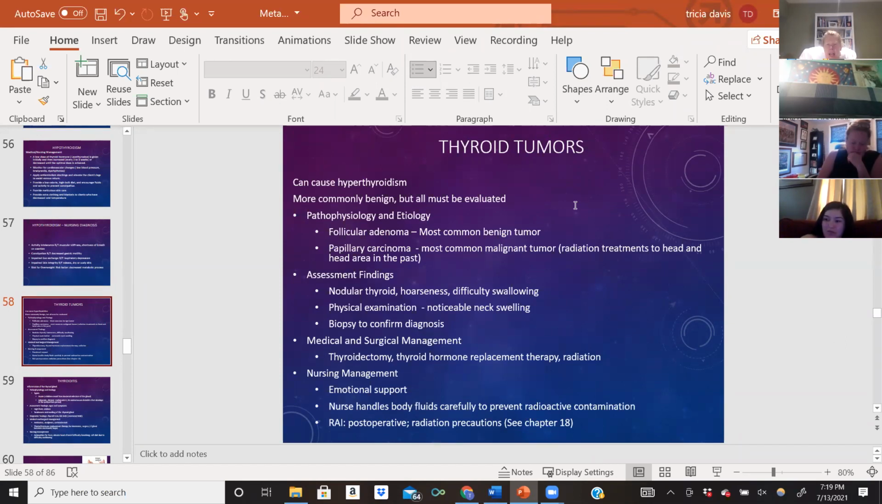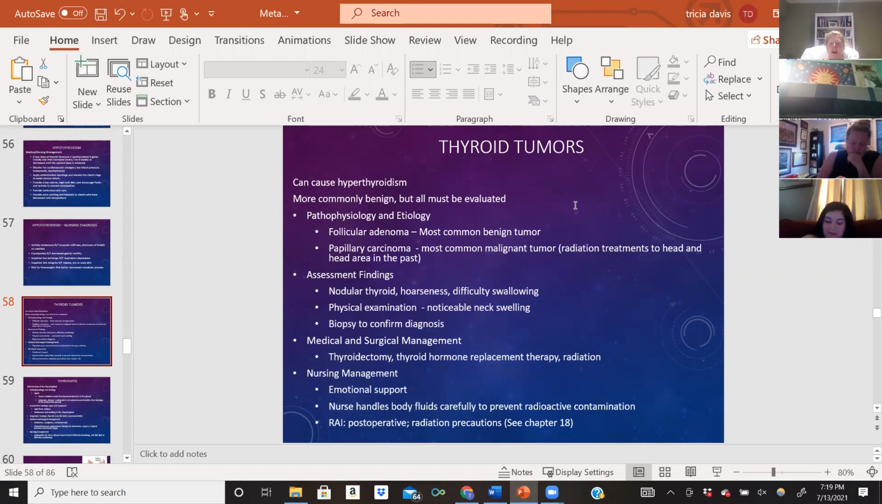And depending on the size, I forget exactly what the parameter is, but once it gets to be a certain width, or depending on how many they have at the time, that's when the surgeon says, okay, we're going to go in and do a biopsy and see. So most of them are benign, but not all are. So they can develop two types.